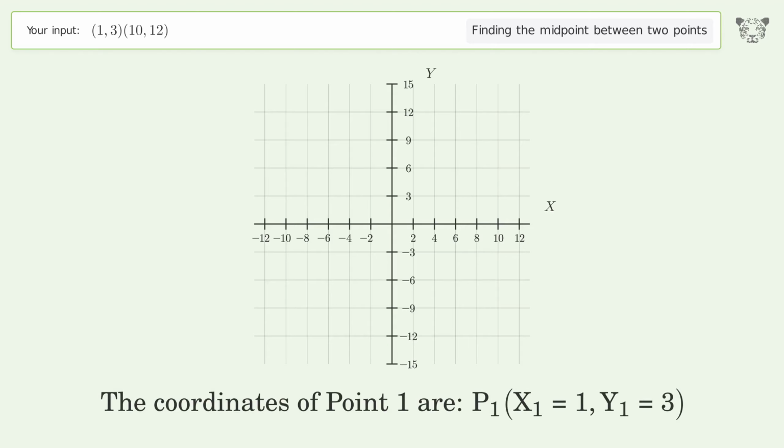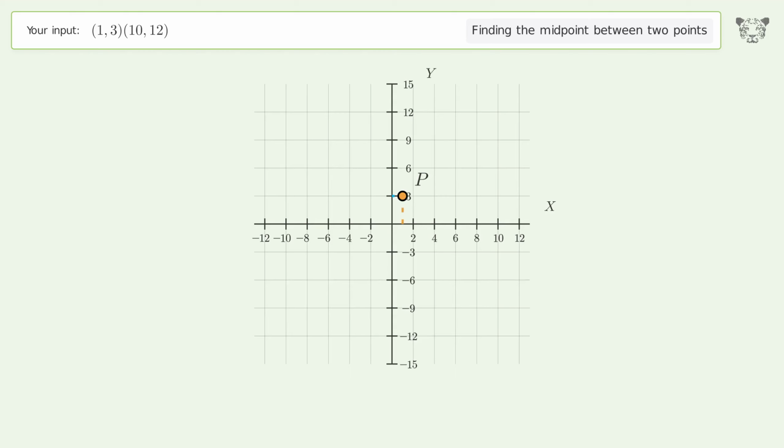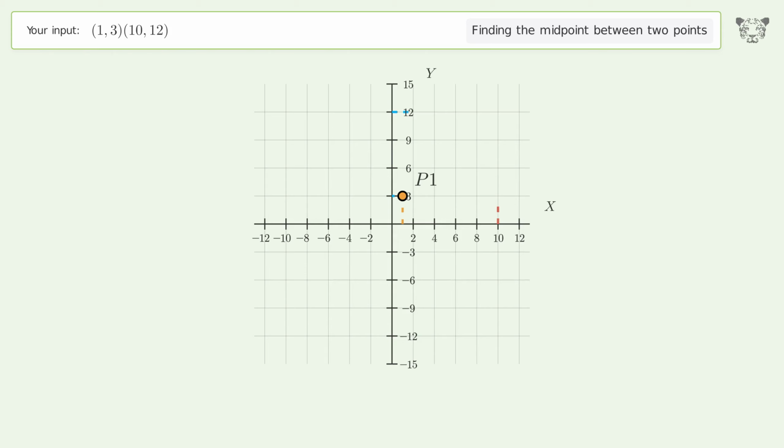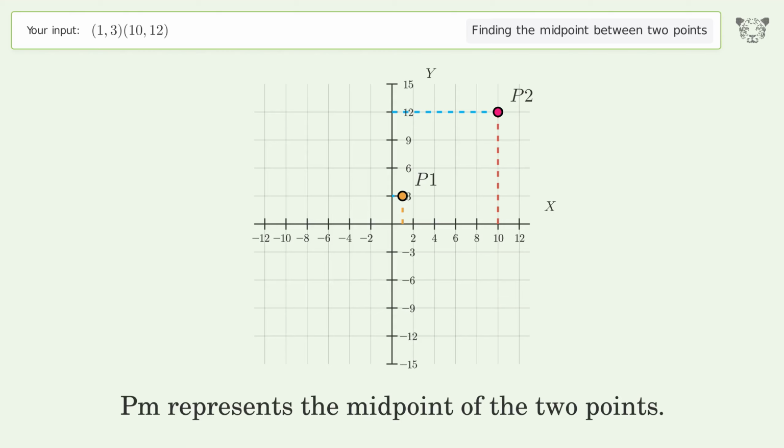The coordinates of point 1 are, x1 equals 1, y1 equals 3. The coordinates of point 2 are, x2 equals 10, y2 equals 12. PM represents the midpoint of the 2 points.